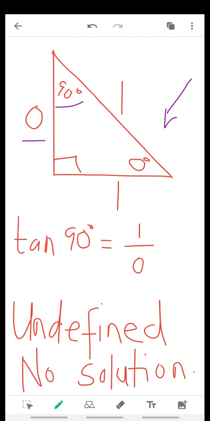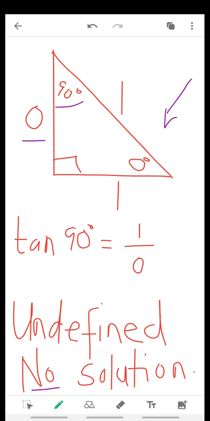And therefore, we are getting an undefined. Why? Because division by 0 yields an undefined. Okay, very important. That is why when you sketch the tan graph, it has asymptotes where we get 90 degrees. That is because at that angle, 90 degrees, we are not having a solution. I wrote no solution. Okay. Asymptotes. We'll talk about that.